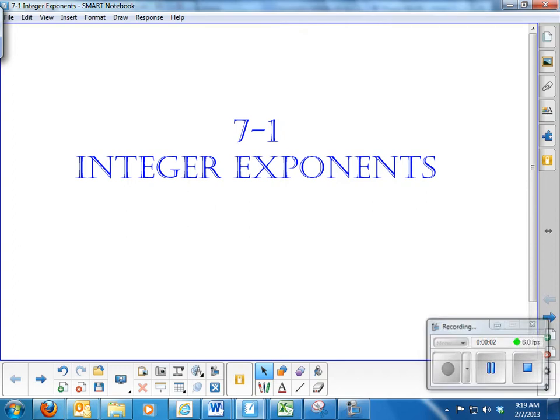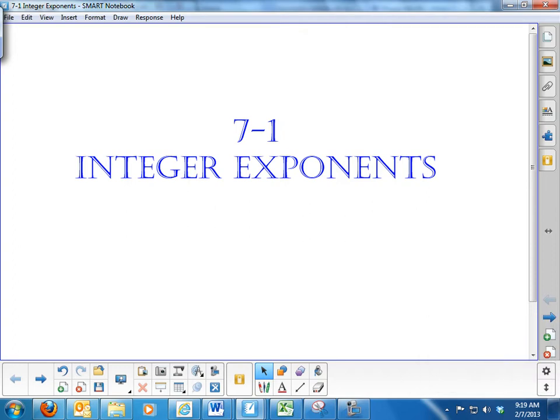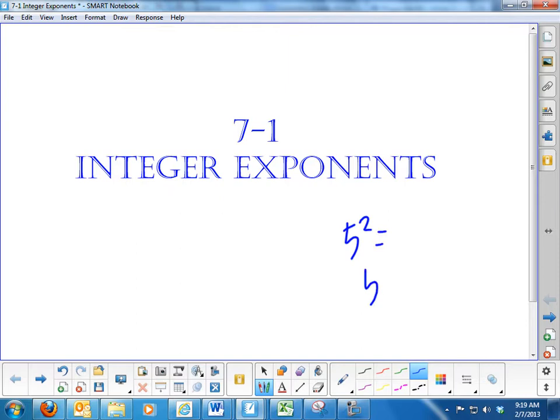Hey guys, alright, so tonight's lesson is over a new chapter, chapter 7, 7-1, Integer Exponents. So we've all done exponents before, things like 5 squared. We all know 5 squared means 5 times 5. Take the base, and whatever the exponent is, you multiply it times itself that many times, so we get 25. In this lesson, we're throwing in the word integer, which means we're now going to have negative exponents. So we need to figure out how exactly negative exponents work.